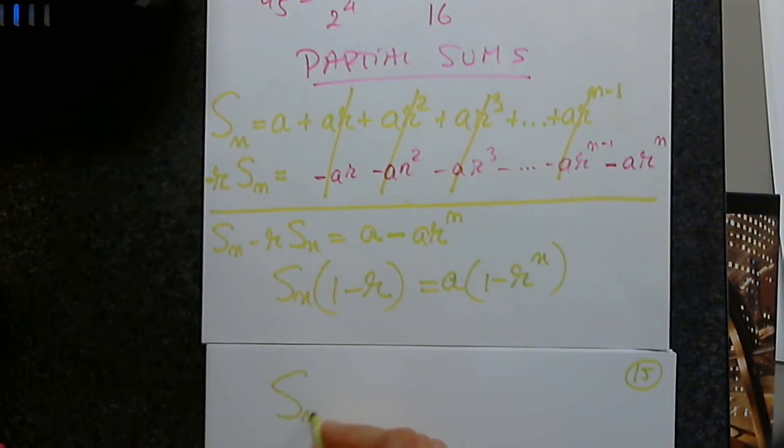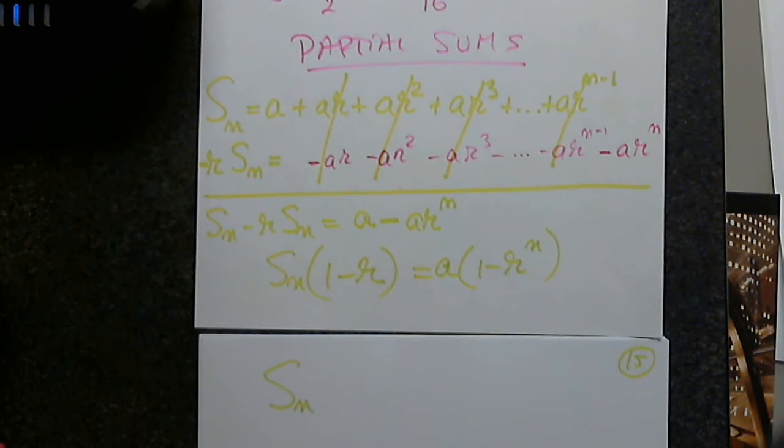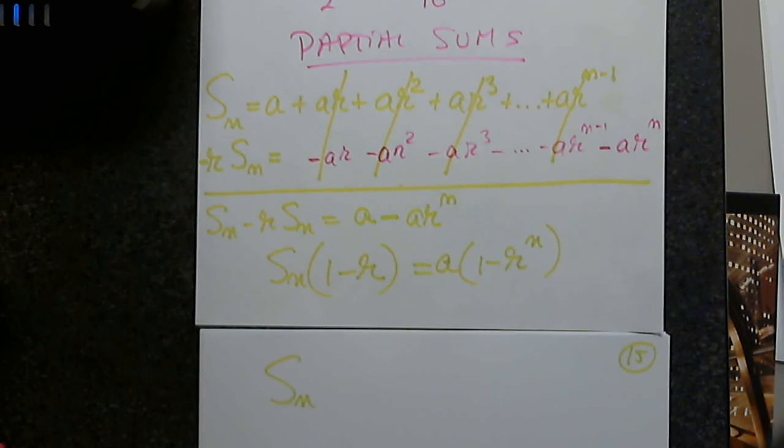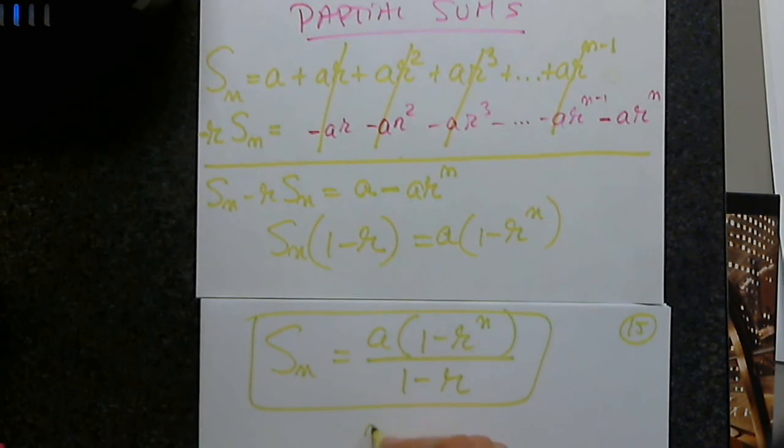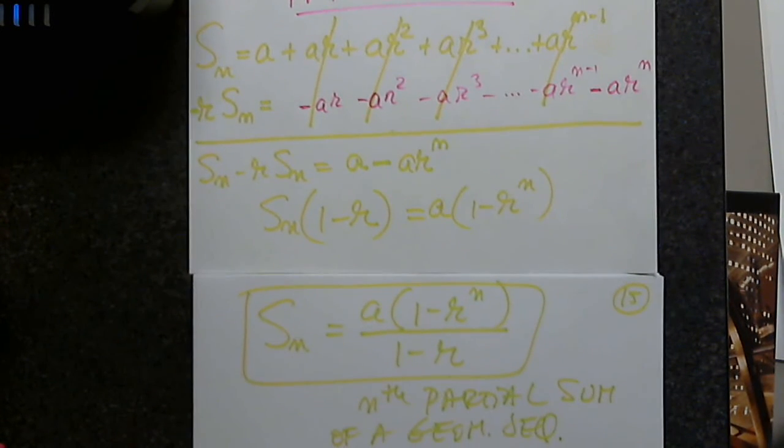So then the nth partial sum of a geometric sequence only is a, in parentheses, 1 minus r to the nth power over 1 minus r. This is the nth partial sum of a geometric sequence only.